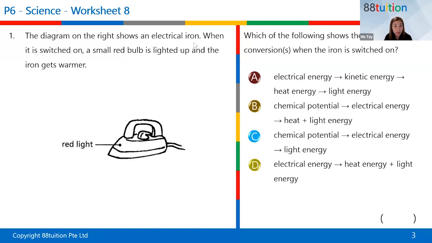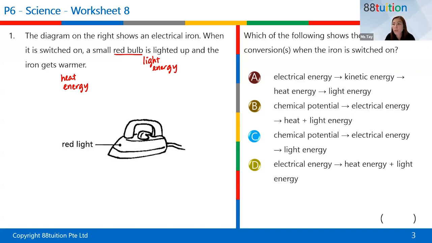There's an electrical iron here, or electric iron. When it is switched on, a small red bulb is lighted up, and then the iron gets warmer. So the moment you see that the small red bulb is lighted, what does it tell you? There is light energy here, and the iron gets warmer. Definitely this is heat energy that is being given out.